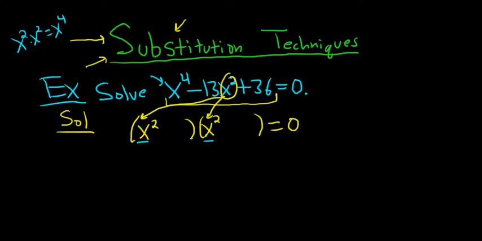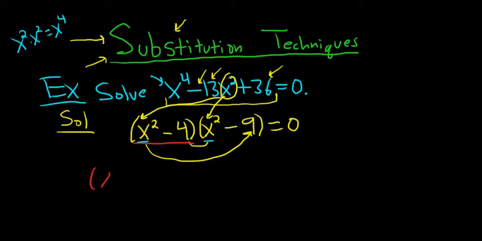And now we just need two numbers that multiply to 36 and add to negative 13. So I think 4 and 9 will work. And they should both be negative because the middle term is negative. And you can check: negative 4x squared and negative 9x squared give you negative 13x squared. These continue to factor even more. X squared minus 4 is actually x plus 2, x minus 2. It's the difference of squares. Likewise, x squared minus 9 is actually x plus 3, x minus 3. It's the difference of squares.